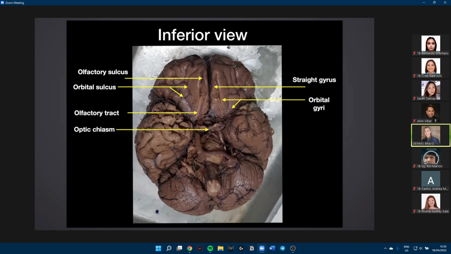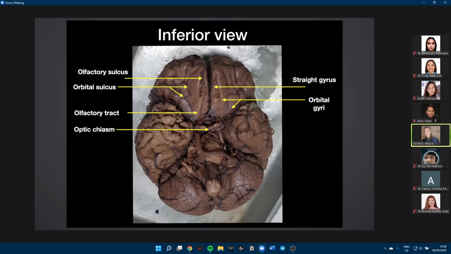Okay, let's focus on the structures that can be seen on the frontal lobe. One of them is this. This is called the straight gyrus. It's not gay, it's not bi, it's straight. And why do we call it the straight gyrus? Because, well, in contrast to the other gyri that are convoluted, this is the only gyrus that is direct or straight.